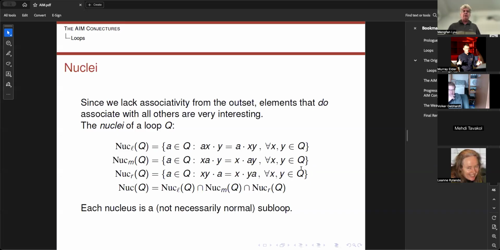That's not that important. What is important is the intersection of all of them, which is just called the nucleus, with no adjective in front of it. And that is always a subloop. It isn't necessarily normal. And it's the set of all elements that associate with everything in any position.